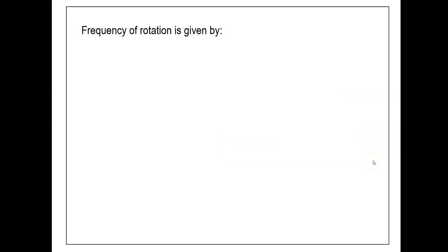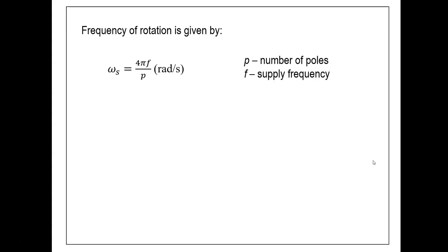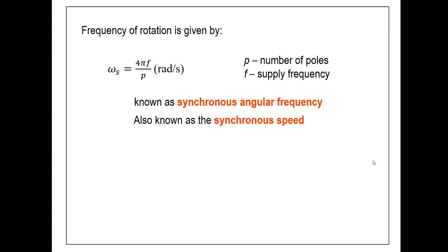The frequency of the rotating flux, which is produced by the three-phase excitations on the stator windings A, B, C, is given by this equation, where P is the number of poles, F is the supply frequency, and this frequency is known as the synchronous angular frequency, or just simply synchronous frequency, and also sometimes known as the synchronous speed, if it's referred to the speed of the rotor. Sometimes the synchronous speed is also written in terms of the rotation per minute, RPM, and it is given by 120 times F, which is the supply frequency, over P, the number of poles.